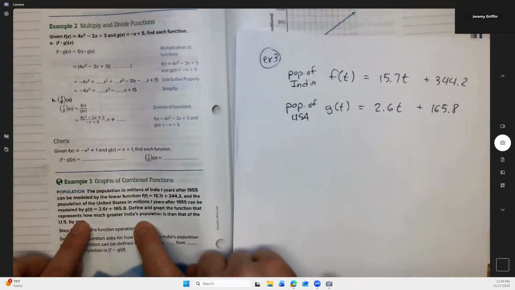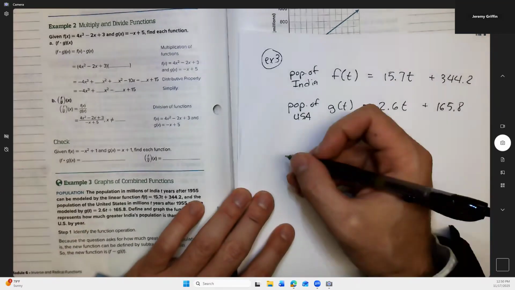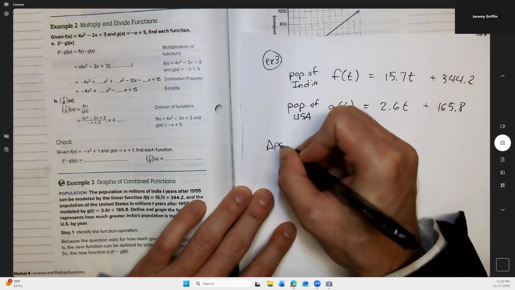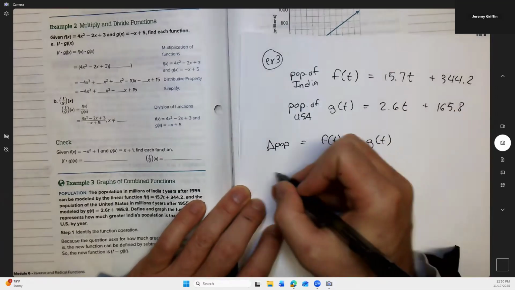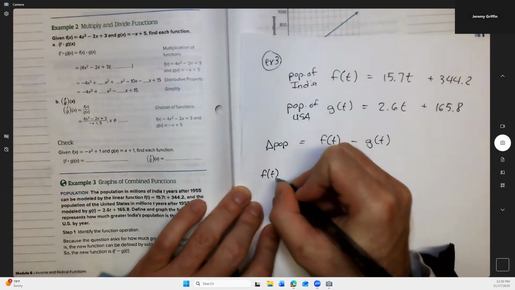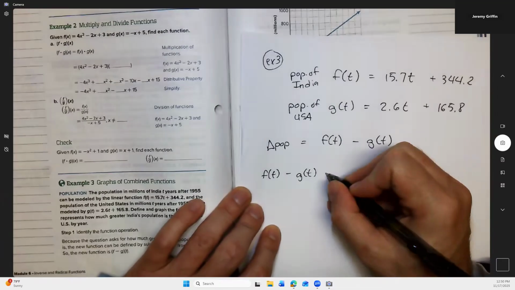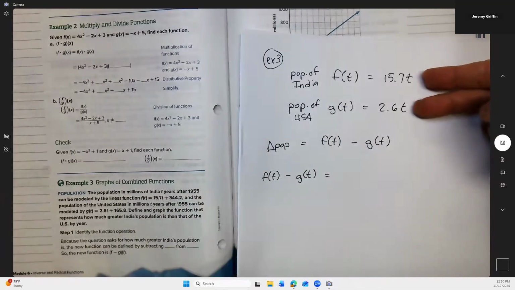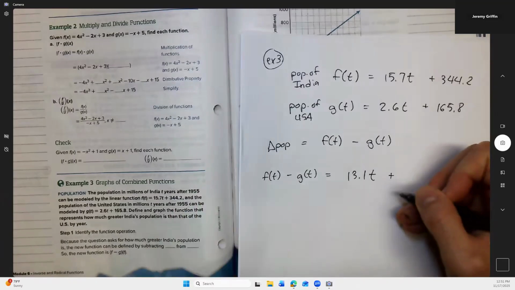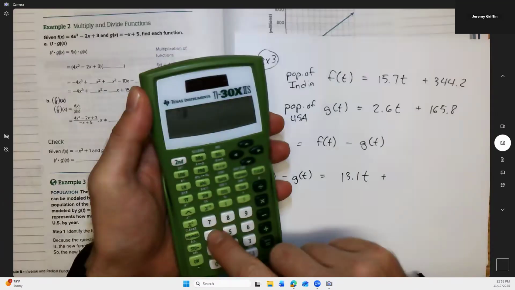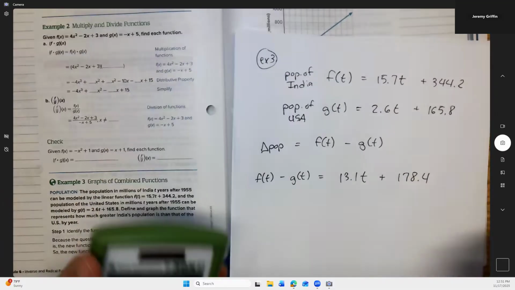The question here is, what function would represent how much greater India's population is compared to the United States in any given year after 1955, which is the difference. So the difference in population is the same thing as f of t minus g of t. So we're just going to subtract. How much more populous is India than the States in any given year? Suppose 1968 or whatever year you like. So I'm just doing the difference of these two. 15.7 minus 2.6 is 13.1 t plus, and then 344.2 minus 165.8 is 178.4. Yeah, these are millions of people.